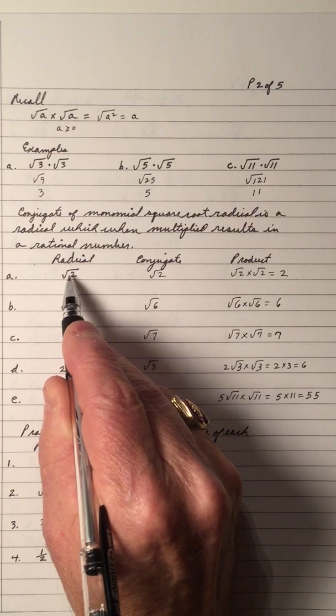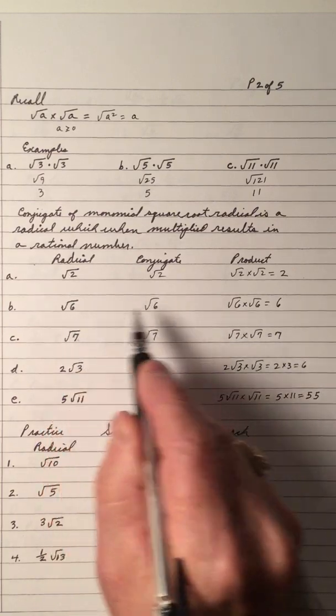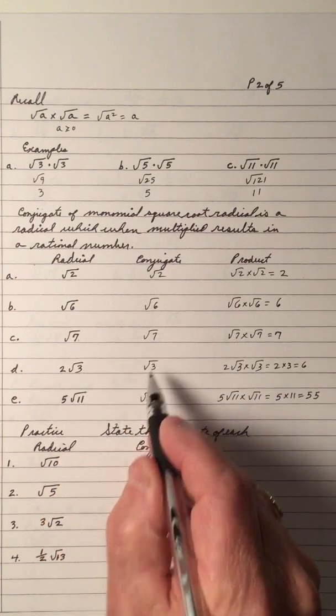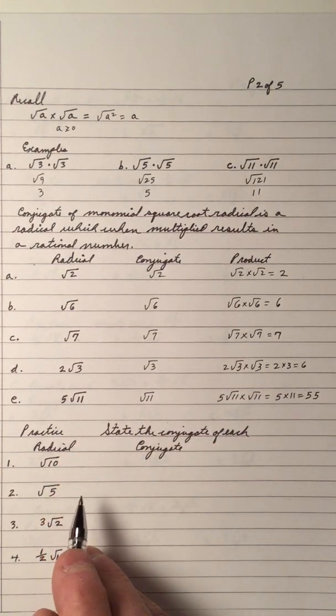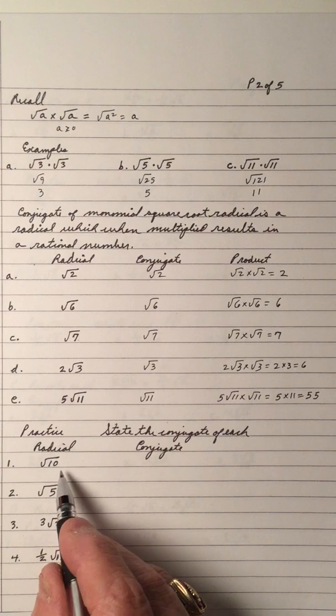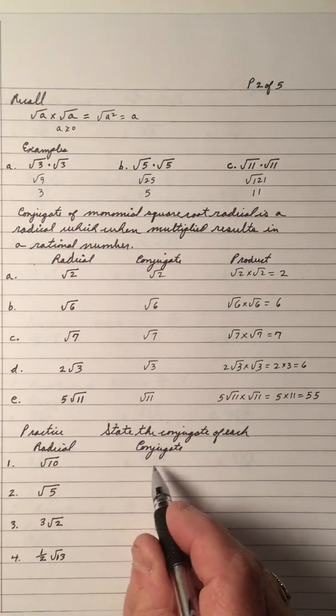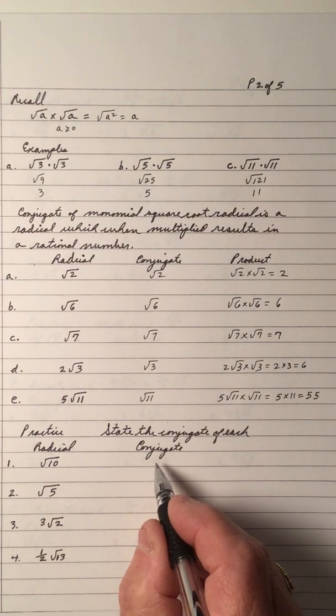So the conjugate of root 2 is root 2. Conjugate of root 6, root 6. Root 7, root 7. Root 3, root 3. Root 11, root 11. Practice means work out the answers, pause the video, work out the 4 answers, and press play back to see if you're right.